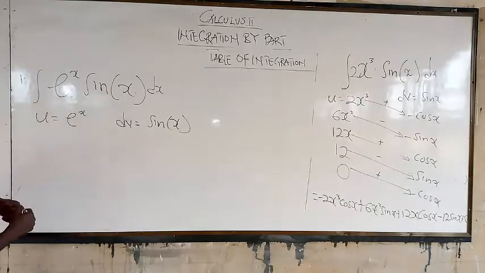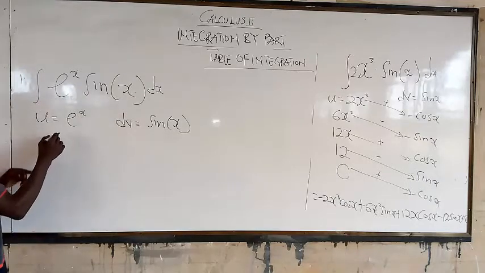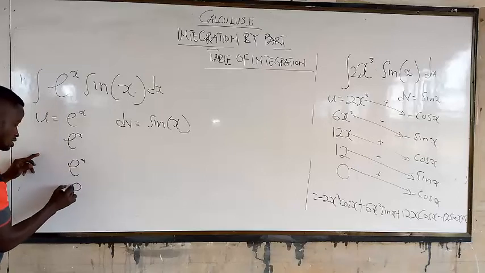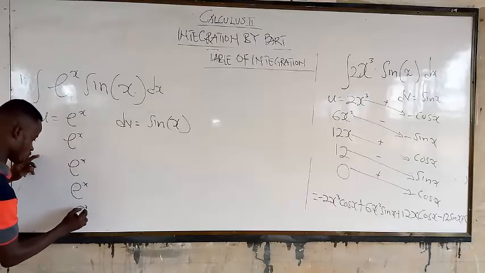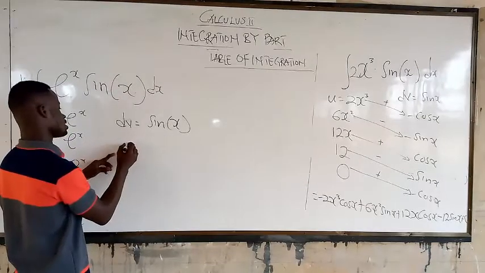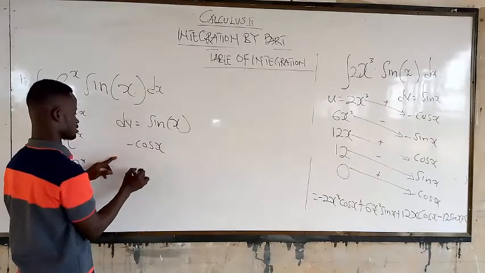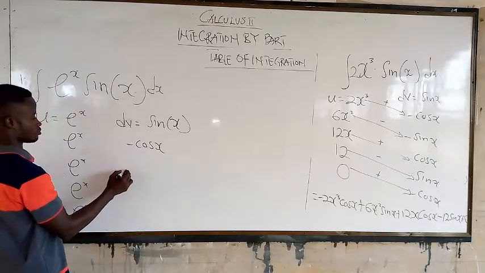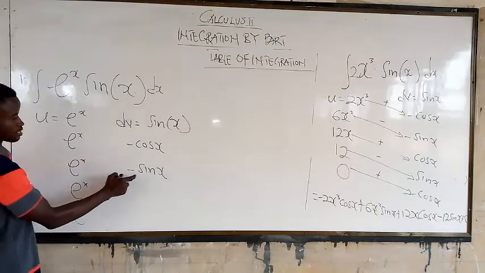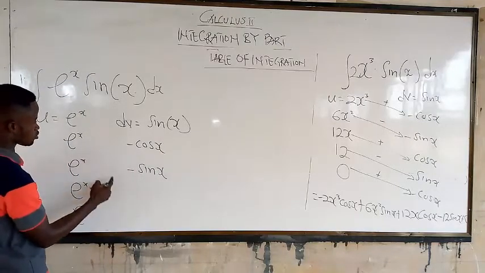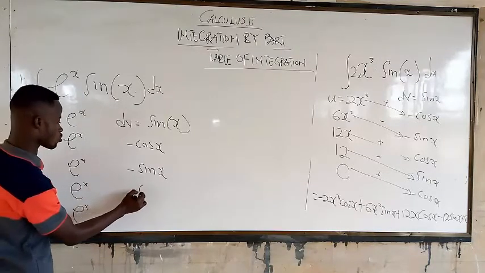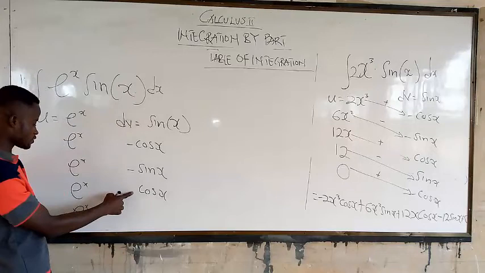So let's move. This is e raised to power s, e raised to power s, e raised to power s, e raised to power s. Very good. What will this give you? Negative cos s, negative sine s, and this will also give you cos s, because the negatives cancel out.